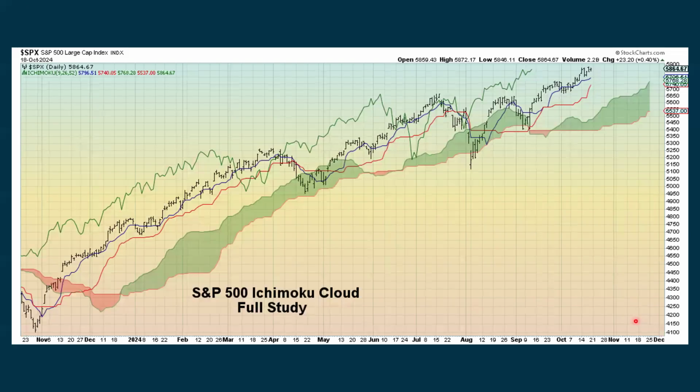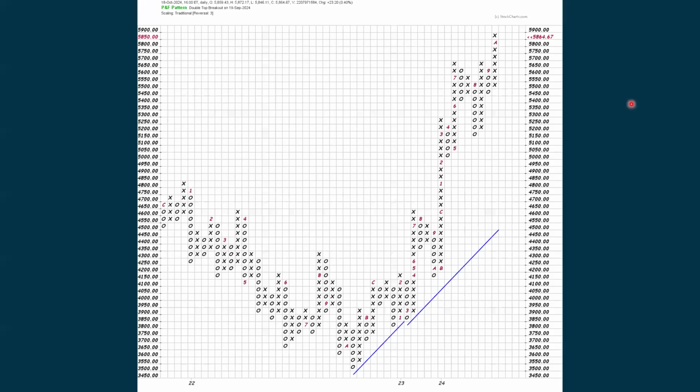Ichimoku cloud. This is really just a series of moving averages that are plotted and then shifted forward on the chart. There's some additional studies here. We have the blue line above the red line, which is positive, and we have the green line going up, which is positive, and prices above both of these, this green cloud and this red cloud here, and that's also positive. So I haven't been showing this chart because it's just showing pretty much what we're seeing in other charts.